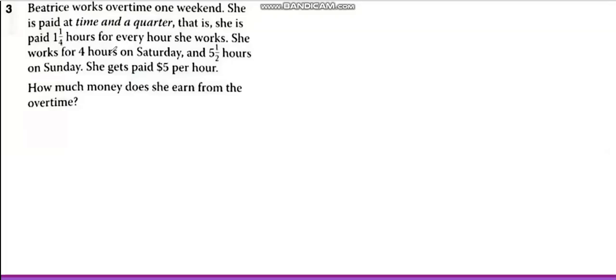She works for 4 hours on Saturday and 5.5 hours on Sunday. She gets paid $5 per hour.